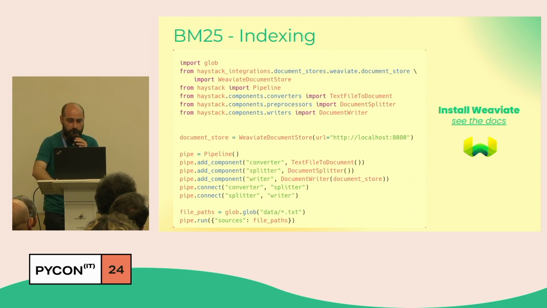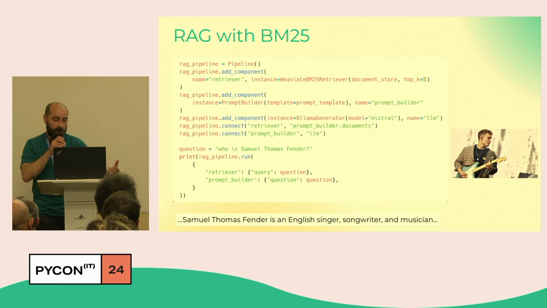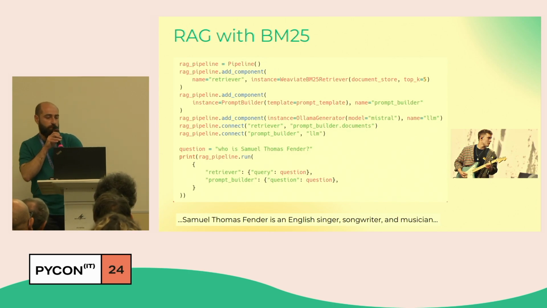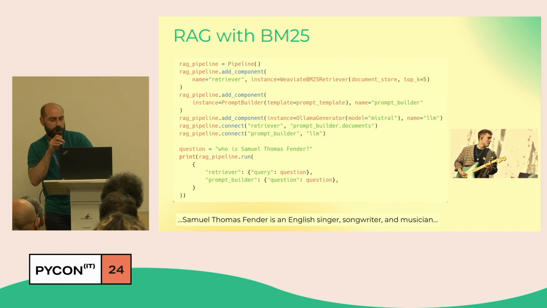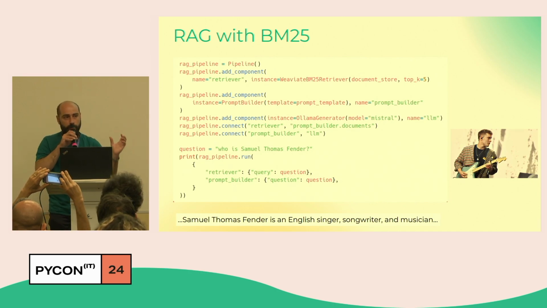Then our RAG pipeline with BM25. In this case, the first component is a Weaviate BM25 retriever. Then, as we have seen before, a prompt builder and the generator. And we connect the retriever with the prompt builder and then with the generator. And we ask a question, who is Samuel Thomas Fender? And we get a response. And this is a query which is appropriate for BM25 because it involves precise names and words.